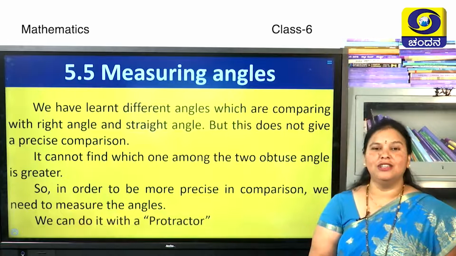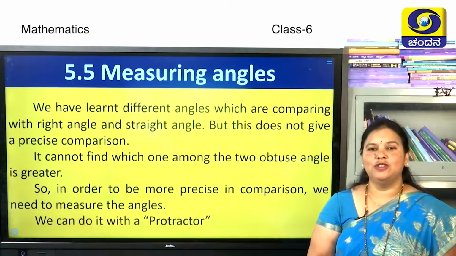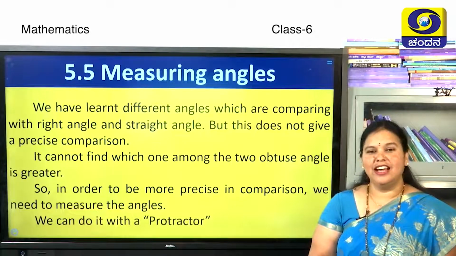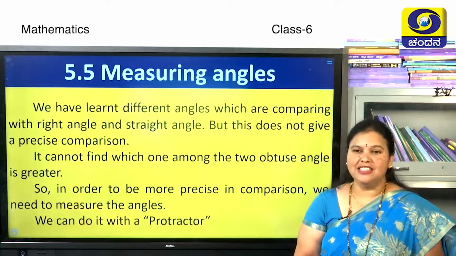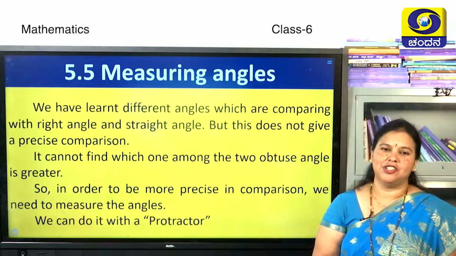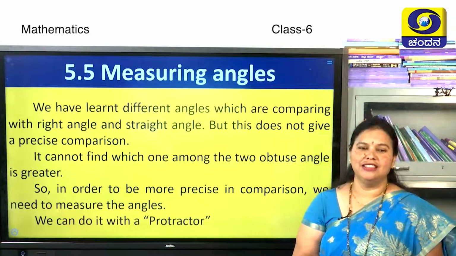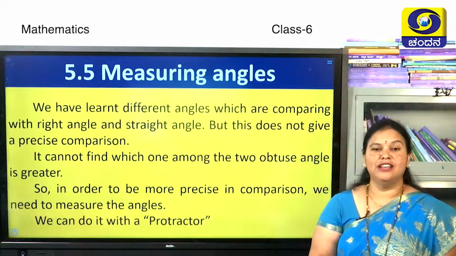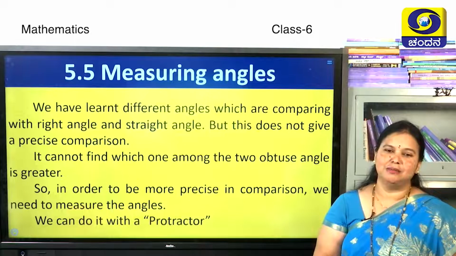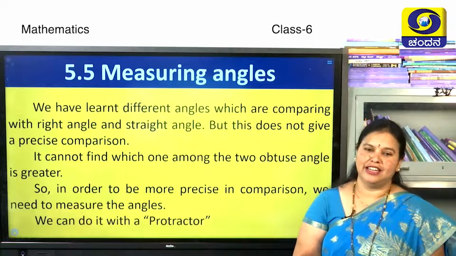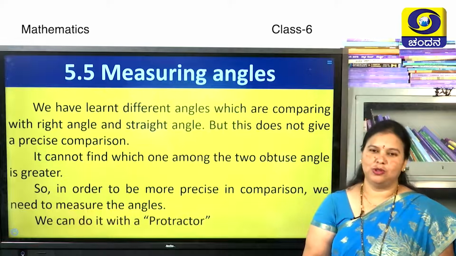Children, we have learnt different angles by comparing with right angle and straight angle. But this does not give a precise comparison. It cannot tell which one among two obtuse angles is greater. So, in order to be more precise in comparison, we need to measure the angles. We can do it with a protractor.